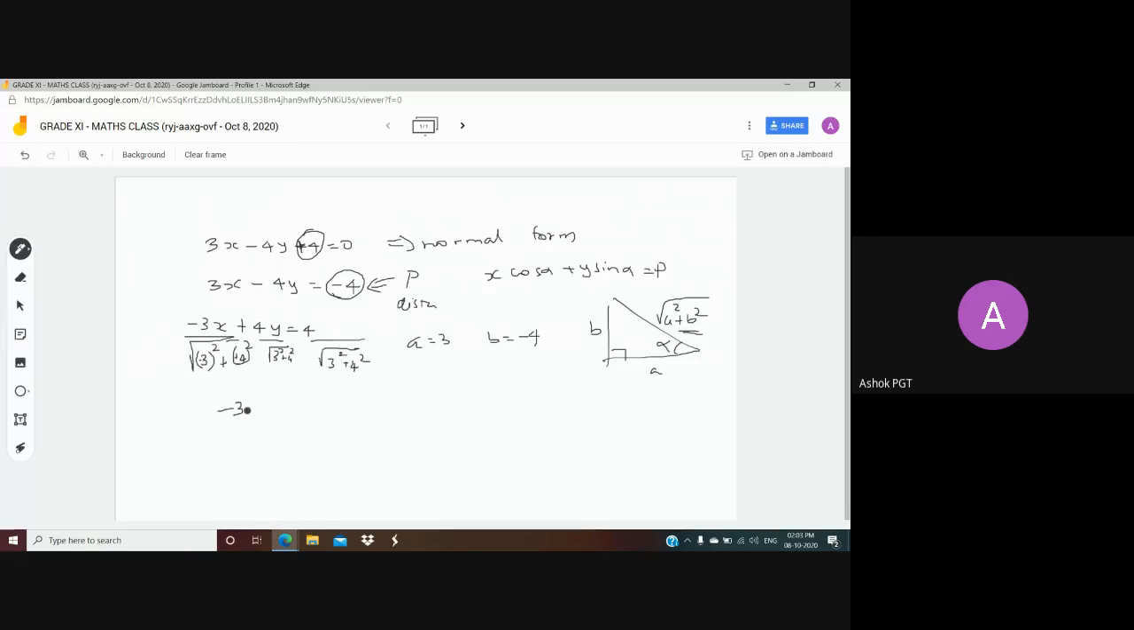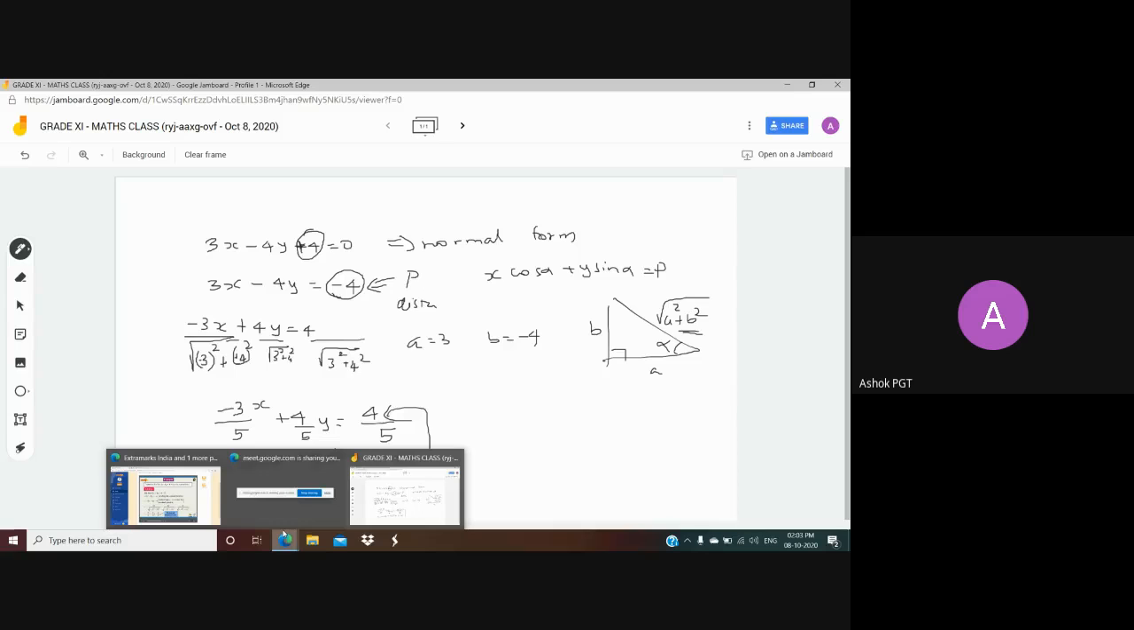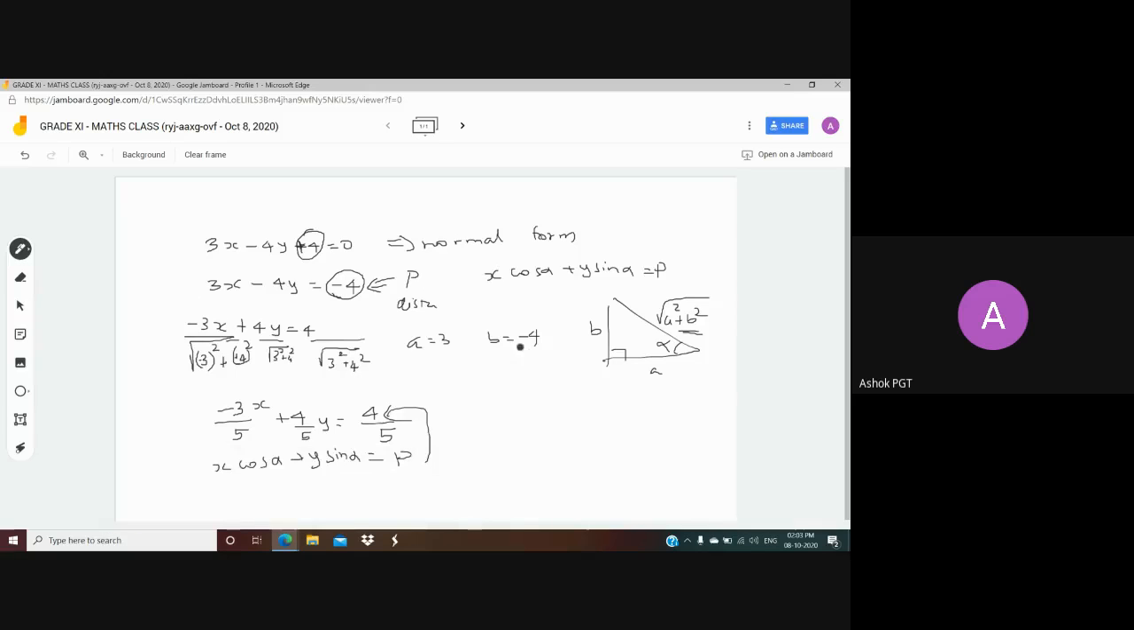So, minus 3x divided by root of 9 plus 16, so 25, that is 5, plus 4 divided by 5 into y is equal to 4 divided by 5. So if you compare it, this is x cos alpha plus y sin alpha is equal to p, where p value is 4 by 5. It means that, students, are you clear till now?